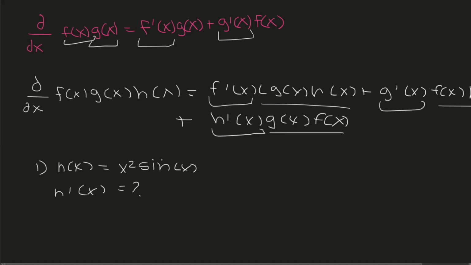So let's label our two functions f of x and g of x. We know that x squared is multiplied by sine of x, so those are our two functions. And we can label them like so. So let's say that this is g of x, and let's say that this is f of x.